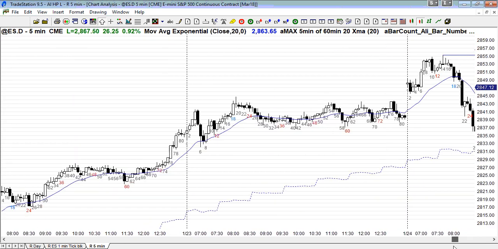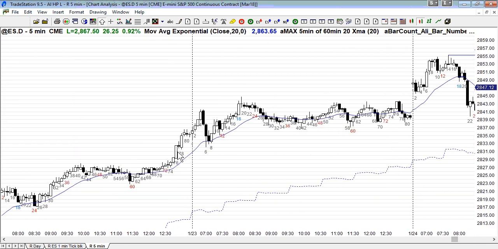We had one of those outside up bars right here. So by the close, end of the day, doji bar, and it triggered and went one tick below, so a lot of the bulls gave up, and then we got a big outside up bar and closed a little bit higher, not a lot higher.